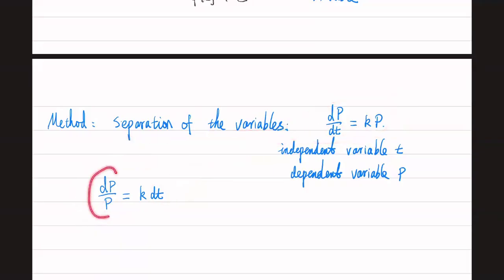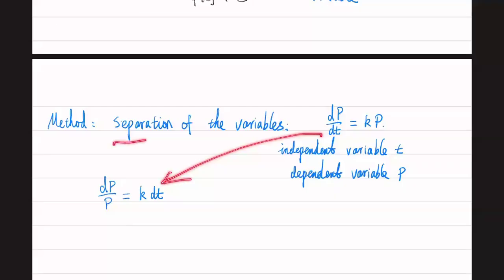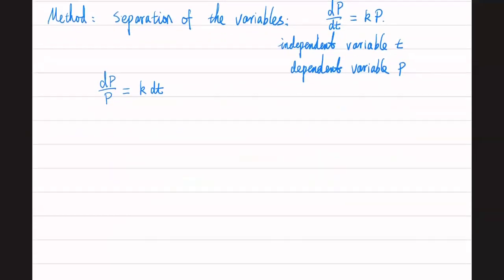On the left, we only have the dependent variable. There's no t over there. On the right, we only have the independent variable. There's no p over there. So this step is the separation of the variables. Now it's separated. We can integrate. So the integral of dp over p will be the integral of k dt.